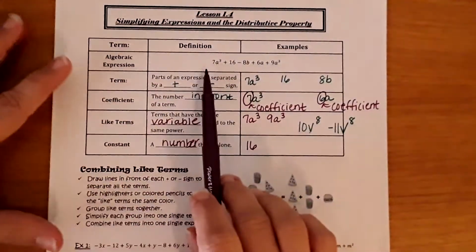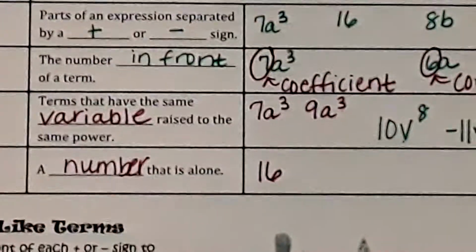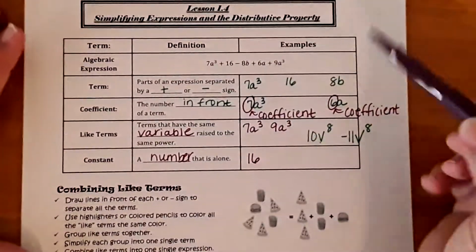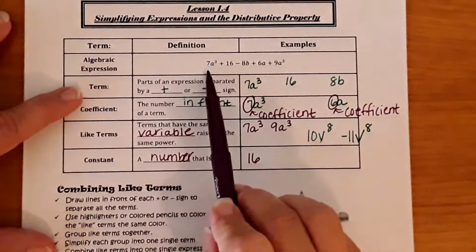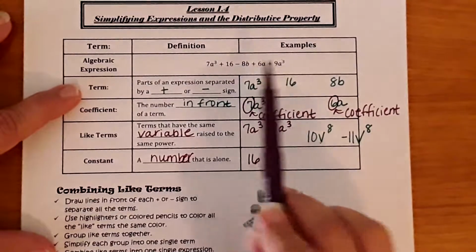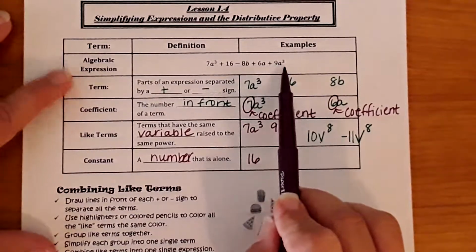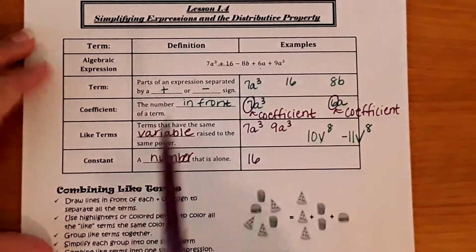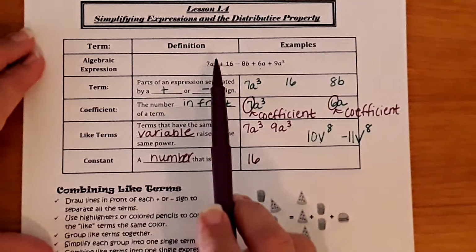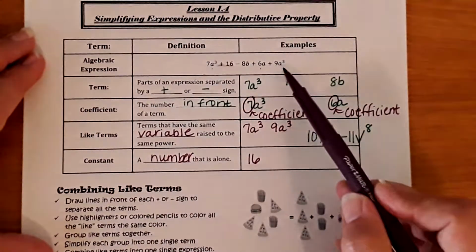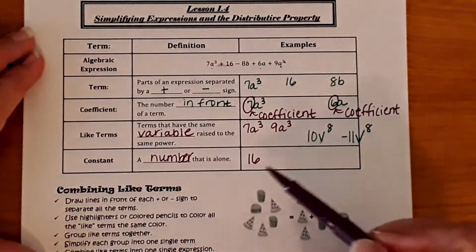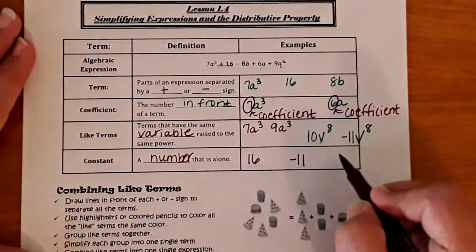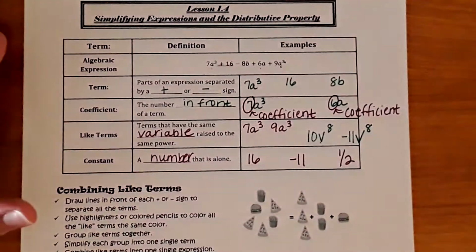If we're looking at this expression again, I'm going to zoom in a little bit. Oops, that's a little too much. This is an algebraic expression, it doesn't have an equal sign. 7a to the third, 16, negative 8b, 6a, and 9a to the third, those are all terms. The number in front of the letters are called coefficients. Like terms are terms that have the same variable and the same exponent. And a constant term is just a number that's by itself. So any number, you guys, negative 11, 1/2, any number that's by itself.